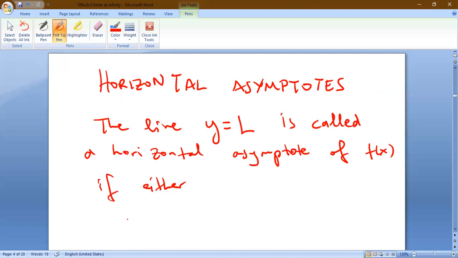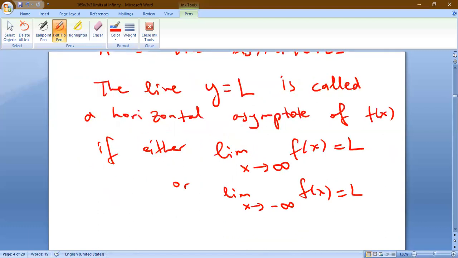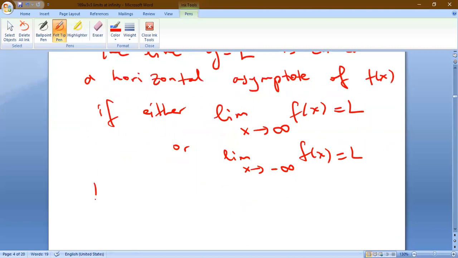either the limit as x goes to plus infinity is L or the limit as x goes to minus infinity is L. So either end behavior, at plus infinity or minus infinity, is equal to some finite number. Here L is a finite number. Then we call this a horizontal asymptote. If L is an infinity, then there is no horizontal asymptote.